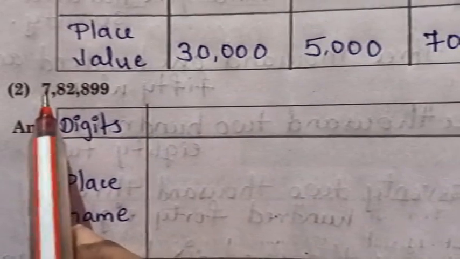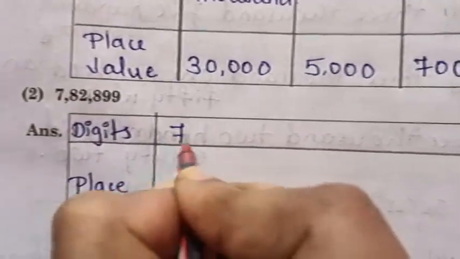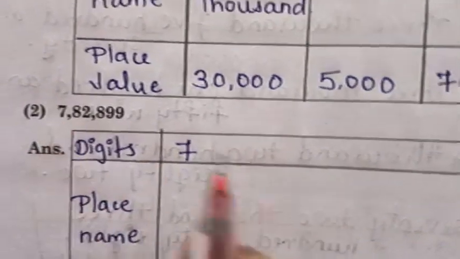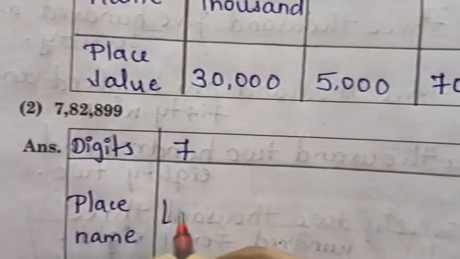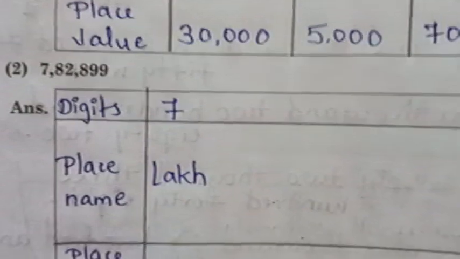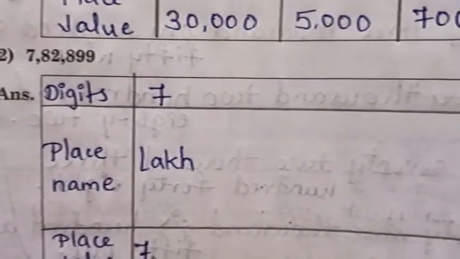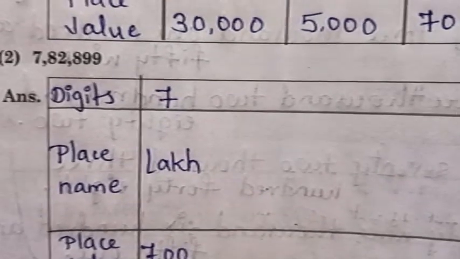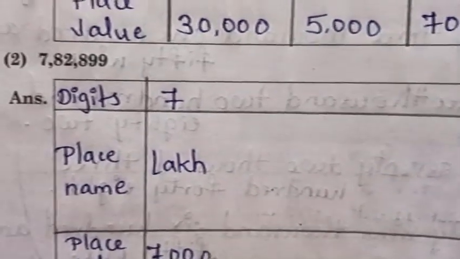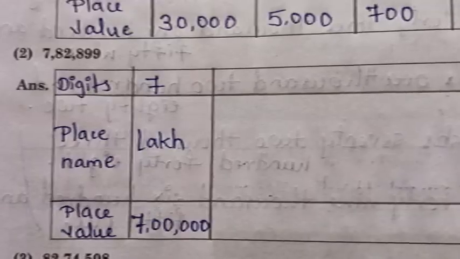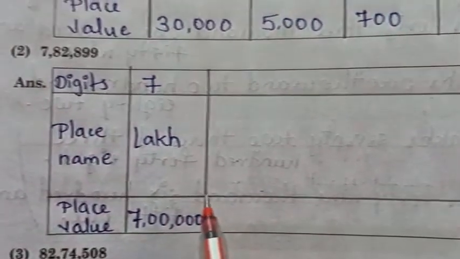So now the first digit is 7. 7 is at which place? 7 is in the lakhs group. So we will write here 7 lakh as the place name. And place value is 7 and how many zeros? 5 zeros. Why? Ten thousands, thousands, hundreds, tens and units. Is that clear? Then you will draw the line.